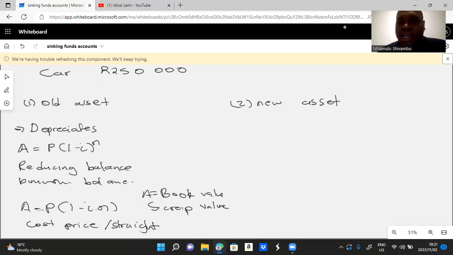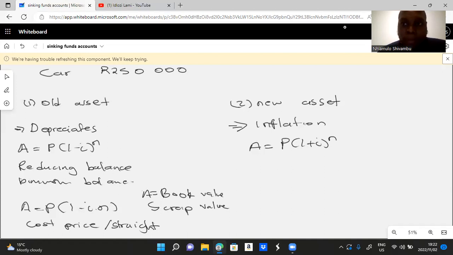So that is what happens with the old asset. Now the new asset, which is the asset that the company wishes to purchase in the future, does not lose value. Because of inflation, the value or the cost price of this new asset will increase. And then we say it is subject to inflation. And every time this new asset will increase by the compound growth formula, which is A = P(1 + i)^n. So this is what happens to the value of the new car, or the cost price of the new car, after some time. So it will cost more.